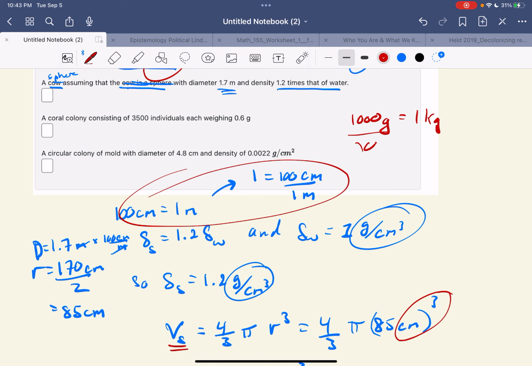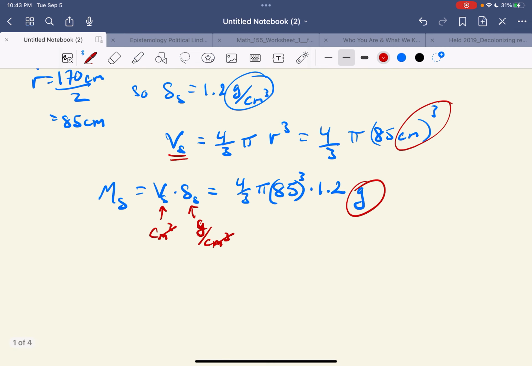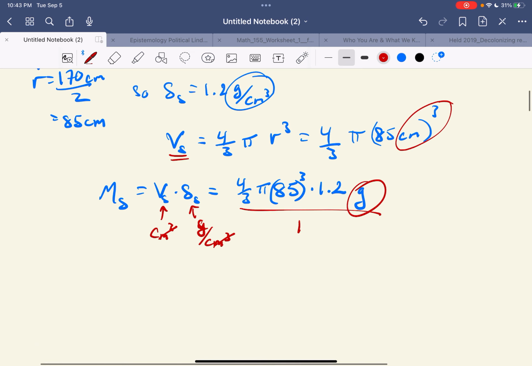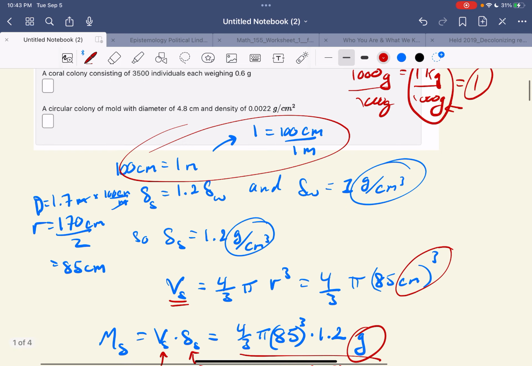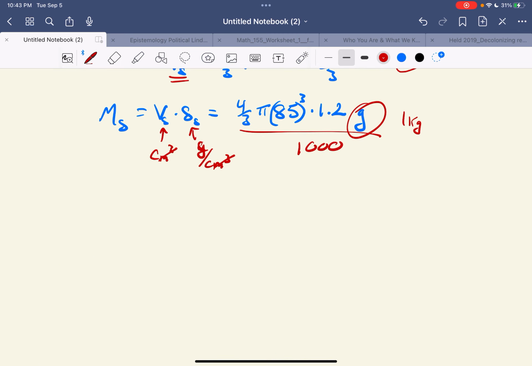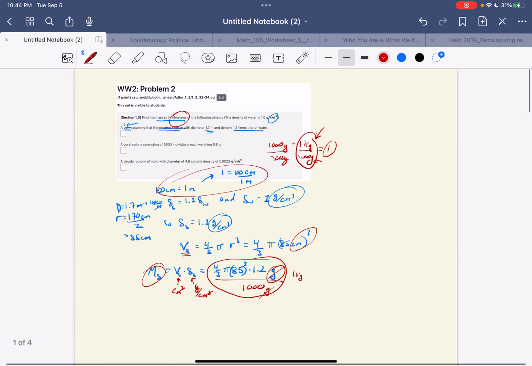So divide by 1,000 grams. This expression is the same as the number 1, and it has grams on the bottom, so I can get kilograms when I multiply. So let's divide this by 1,000, because I'm really multiplying by 1 kilogram per 1,000 grams, and now the grams go away. So what's the mass of the cow, aka the sphere? It's this number right here. Hopefully it makes sense.